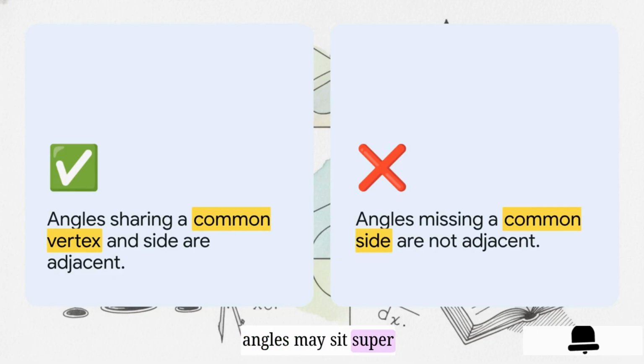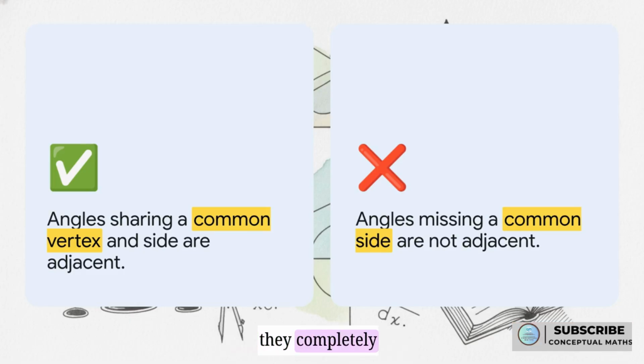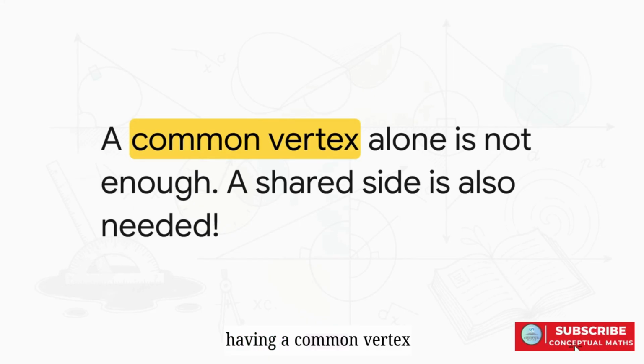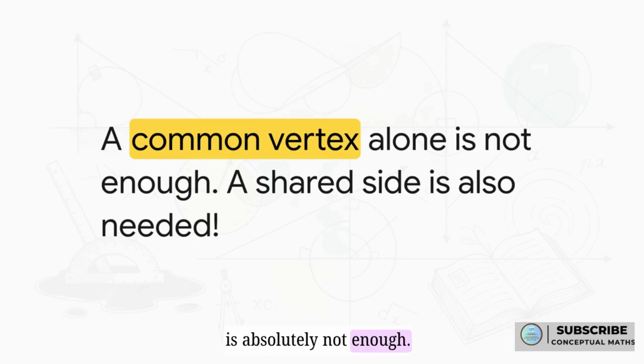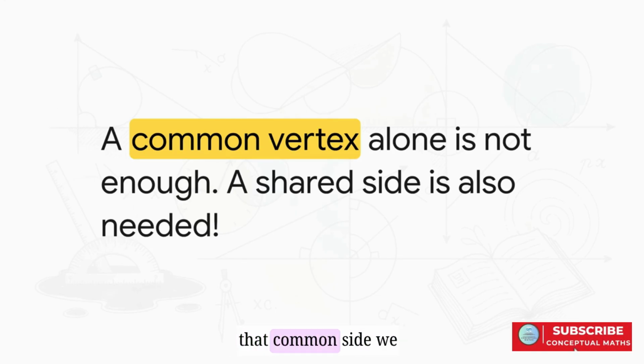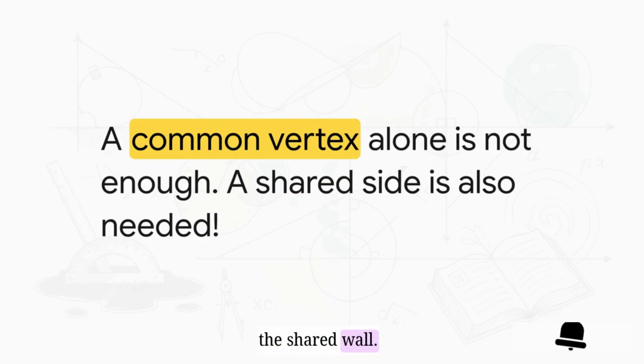But, on the flip side, think about an invalid example. Two angles may sit super close to each other, but if they are missing that shared common side, because that boundary wall isn't there, they completely fail the test. Now, I really want you to remember this because it's a super common trap. Just having a common vertex is absolutely not enough. Seriously, you can have two angles touching at the exact same point, but if they don't share that dividing line, that common side we just talked about, they're definitely not adjacent. You absolutely need the shared corner and the shared wall.